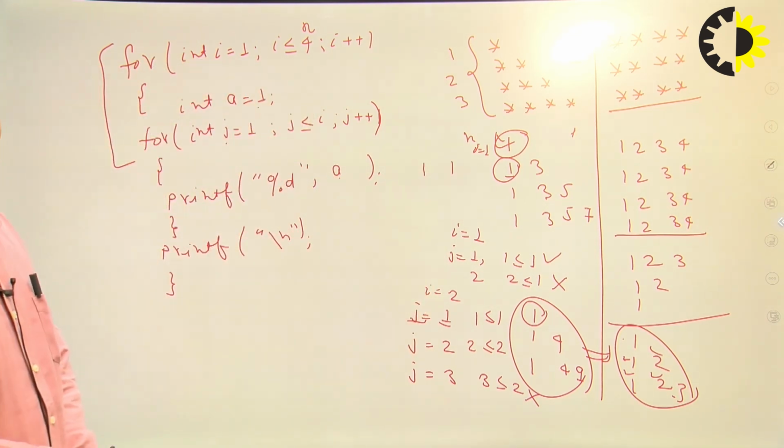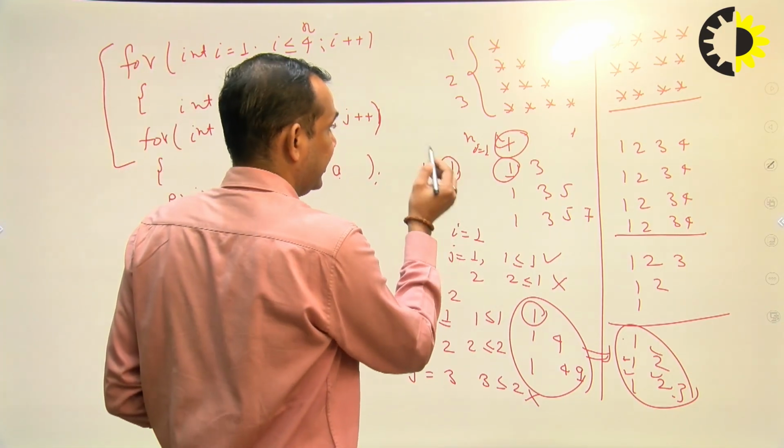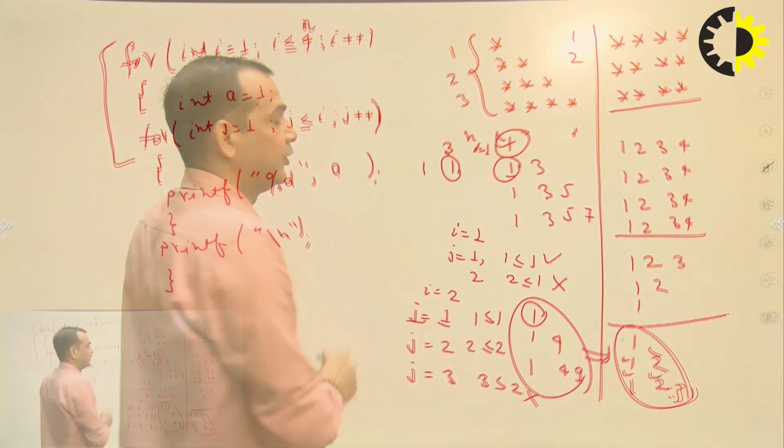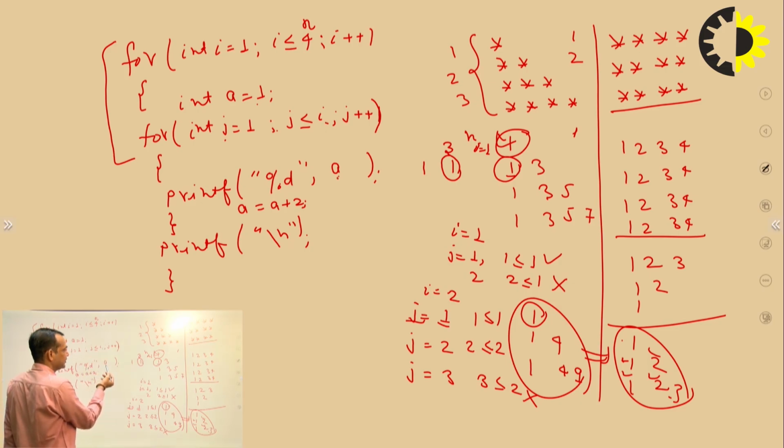But here what we want is not to print the value of a. Here we want to print the value of 3 instead of 1. So when we print the value of a, we have to use a equal to a plus 2. So in the first line, when j equal to 1, the condition is true, 1 is less than or equal to 1, it will go inside, print the value of a, it will print a equal to 1.